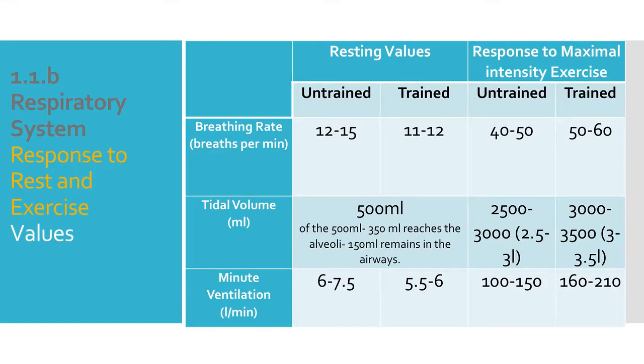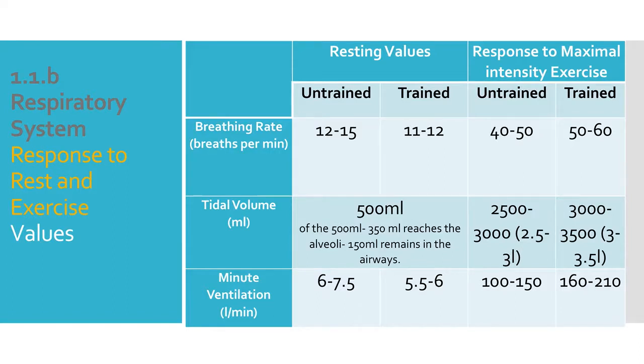Okay, so we're back now. We're going to have a little look at the values. So you can see there 12 breaths per minute, between 12 and 15 in an untrained athlete, 11 to 12 in a trained athlete. Key things to remember is that a trained athlete has greater strength of inspiratory and expiratory muscles. Okay, so they've experienced hypertrophy. When we looked at the heart, we said a trained athlete would experience cardiac hypertrophy. They have a bigger heart, so they can generate bigger stroke volumes.